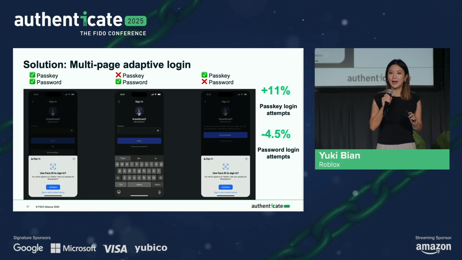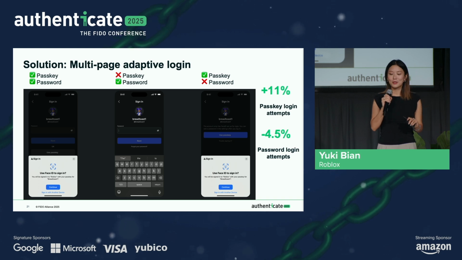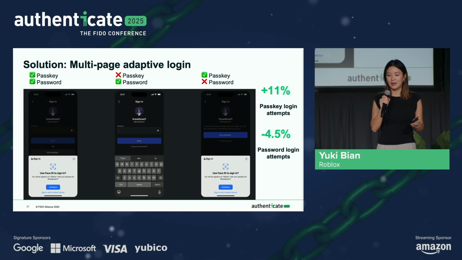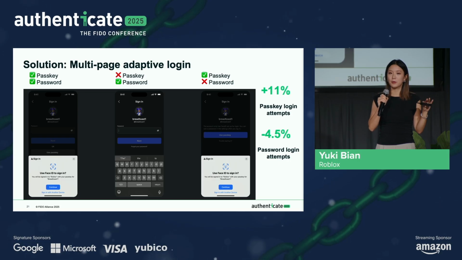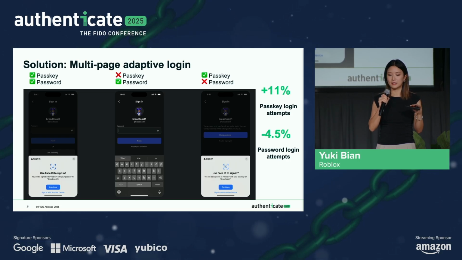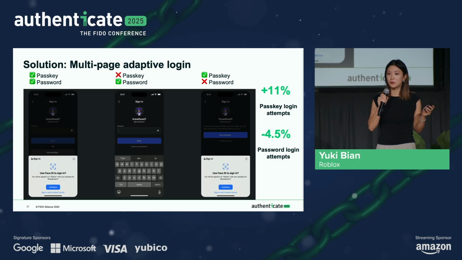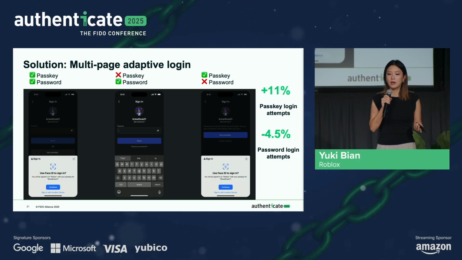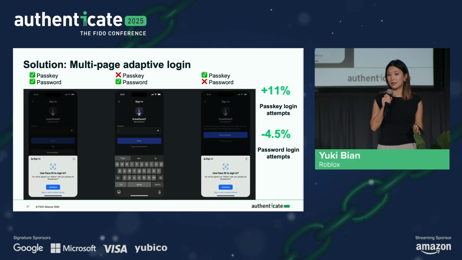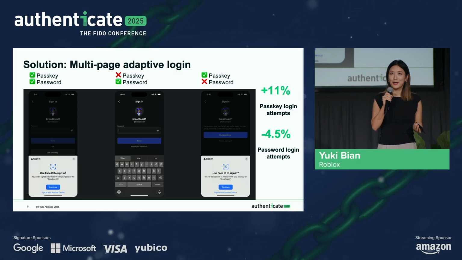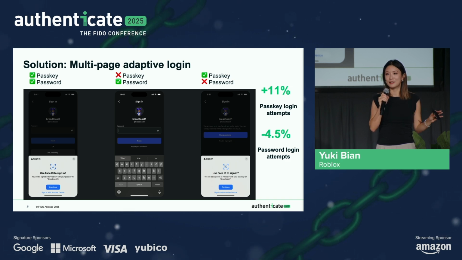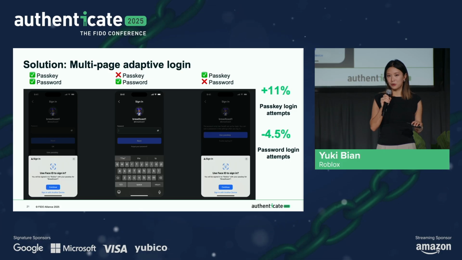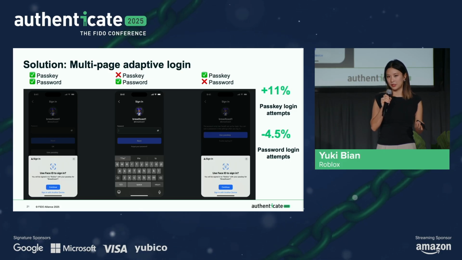But if the account only has a password, no passkey, then we shouldn't show the passkey, to avoid confusing the user into using something that they don't have on the account. And lastly, if they have both passkey and password, we'll show both options, but we'll promote passkeys if it is indeed on the device. So with this simple change, we see a big difference. We saw an 11% increase in passkey login attempts, and also a 4.5% decrease in password login attempts. This shows that even with great technology like passkeys, clarity and good UX is still what ultimately drives usage.